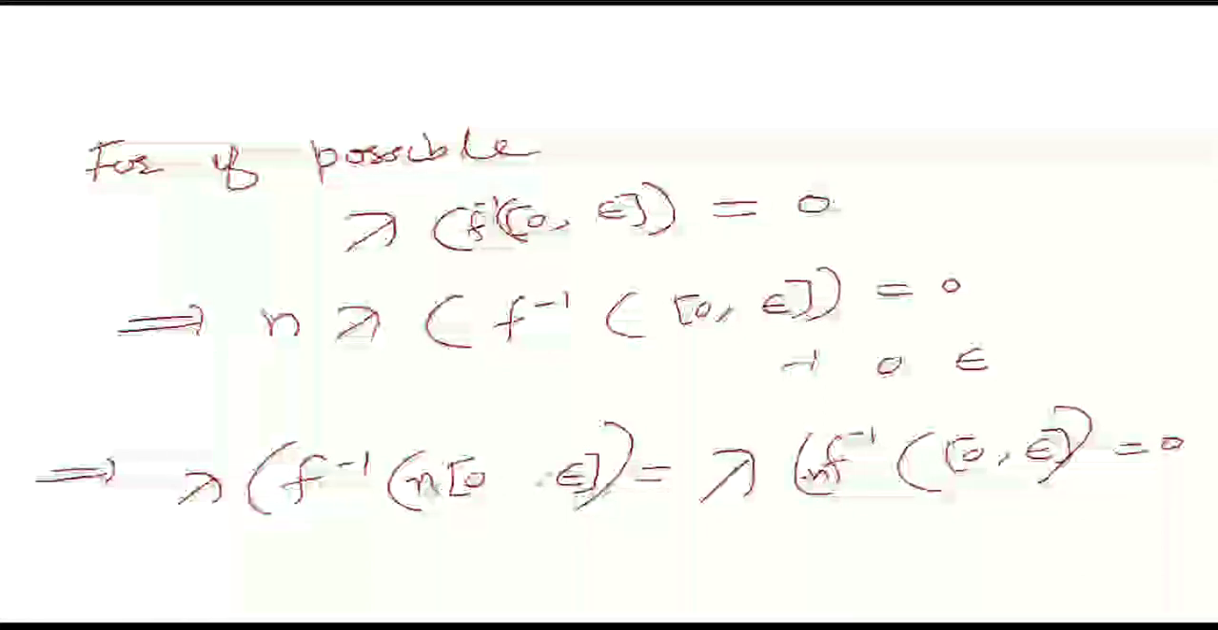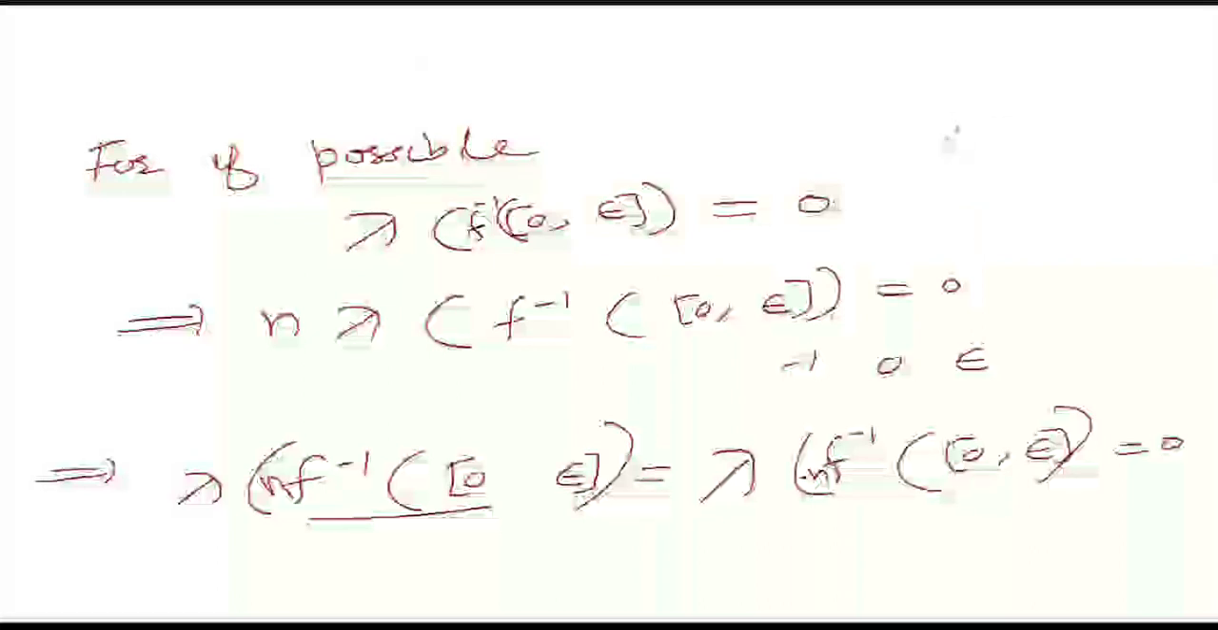Lebesgue measure of f inverse of this is equal to f inverse of this. I have to write this f here, not inside. So Lebesgue measure of n times the set is equal to mod of n times Lebesgue measure of the set. Actually, we are using this property.